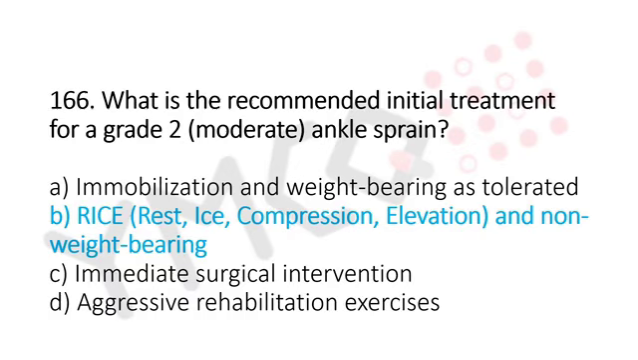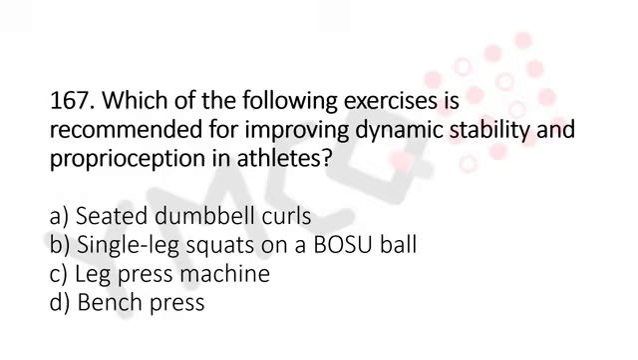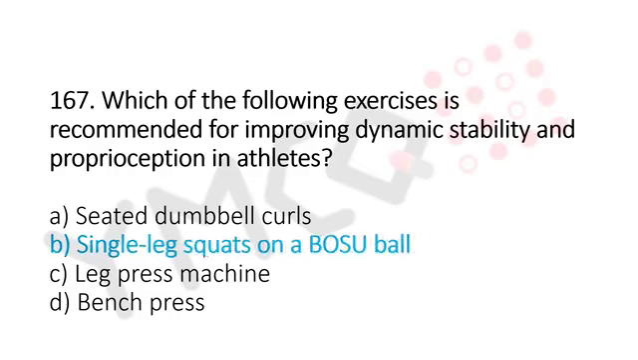Now let's move to question number 167. Which of the following exercises is recommended for improving dynamic stability and proprioception in athletes? Option A, seated dumbbell curls. Option B, single leg squat on Bosu ball. Option C, leg press machine. Option D, bench press. And the answer is option B, single leg squat on Bosu ball.